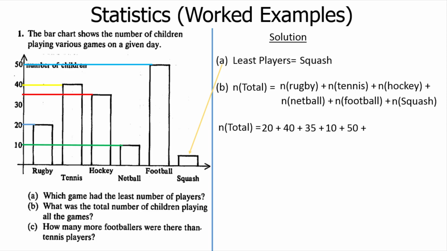Plus for squash, we take our ruler again to squash, and then rule a line from squash to touch the vertical, and we can see that tallies with the 5 number mark. So that will be plus 5.